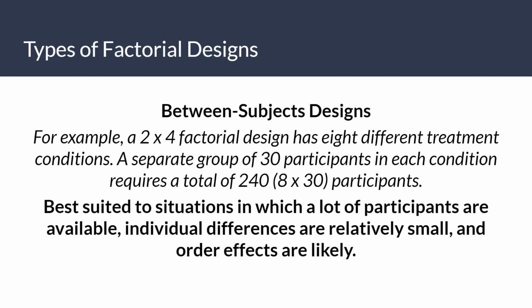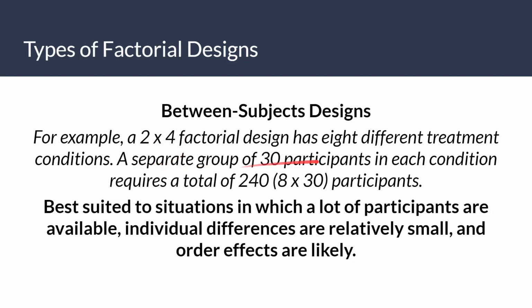Okay, so first let's talk about between subjects. For example, a 2 by 4. So how do we understand this again? There are two IVs, and the first IV has how many levels? It has two, and then the second IV has four levels. So how many conditions will this produce? We can do that as 2 times 4. Okay, so there will be 8 different treatment conditions.